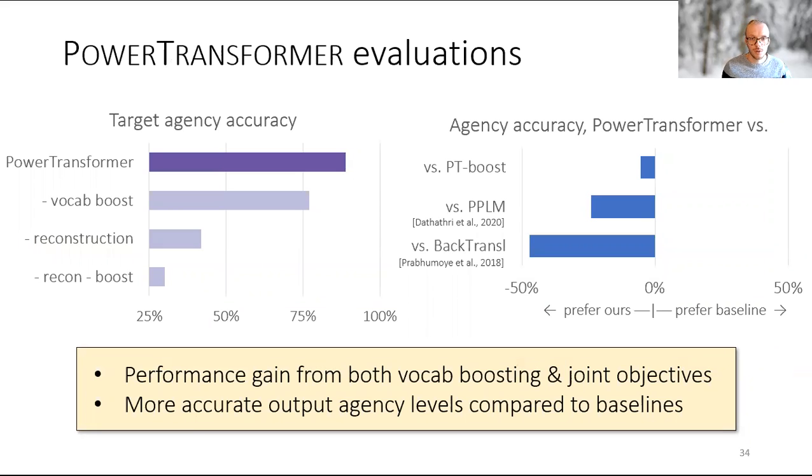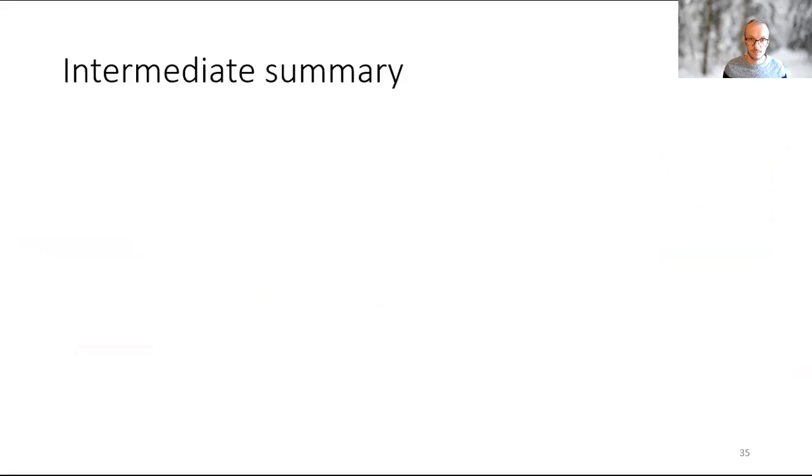And as a reality check, we can also confirm through automatic evaluations and through human evaluations that our model benefits both from all the components in the model, but also outperforms existing baselines in human evaluations.